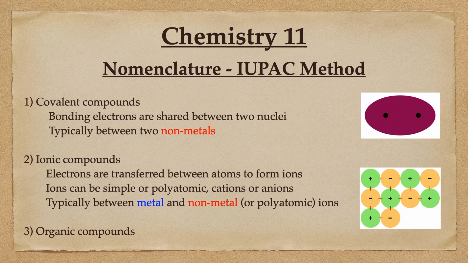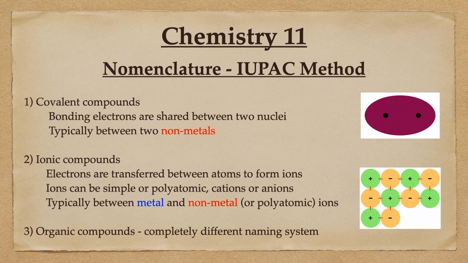Now, what I've just described is what happens with a simple ion. But ions can be simple or polyatomic. They can be positively charged cations or negatively charged anions. And a general rule of thumb is ionic bonding happens between a metal and a nonmetal or a polyatomic ion.